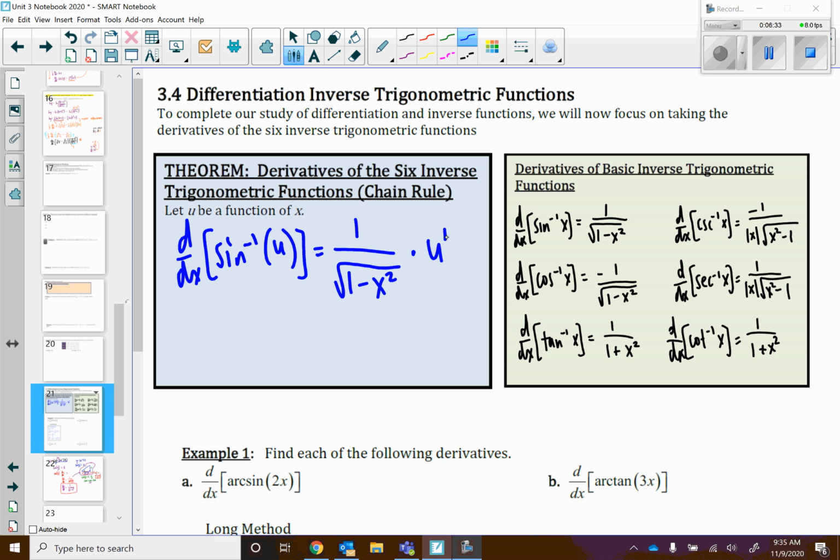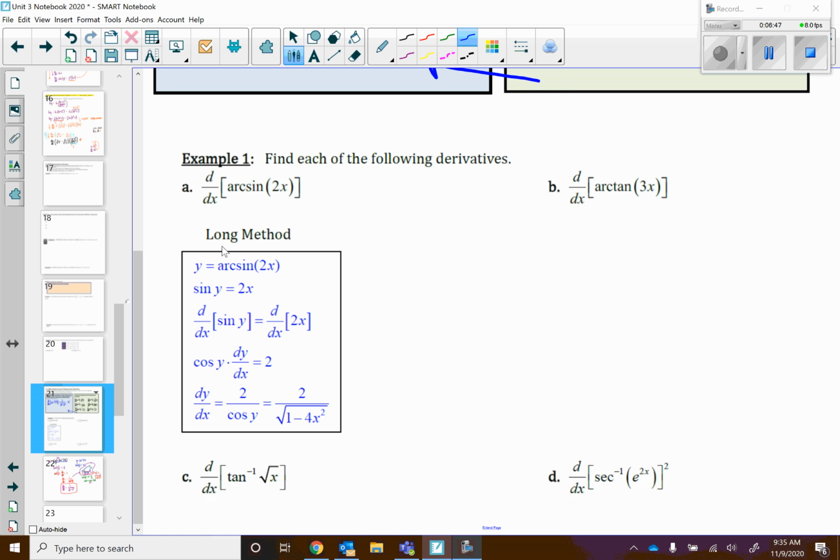Because it's just the chain rule and we know the chain rule and we love the chain rule, I'm not going to rewrite these 6 functions over here as their chain rule versions. We really don't need it. So let's take a moment to find the derivative of the following. Over here, this long method is really just the proof I did when we started. So for right now, you can kind of ignore that.